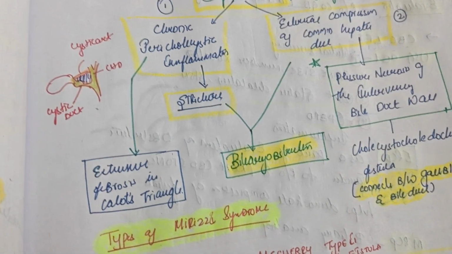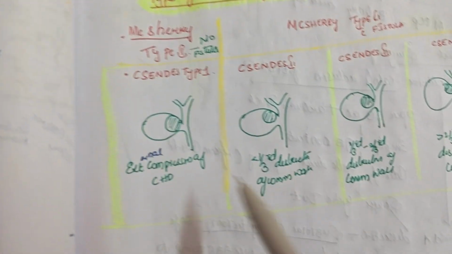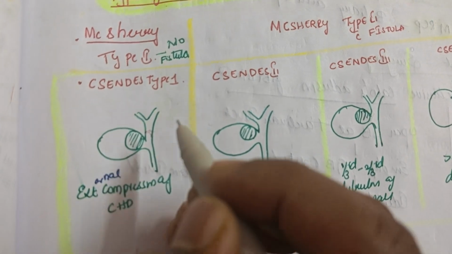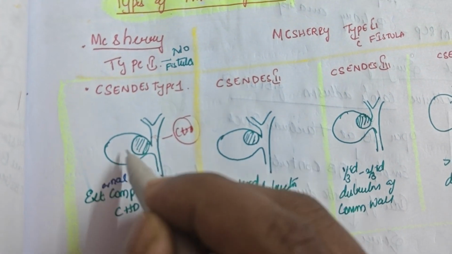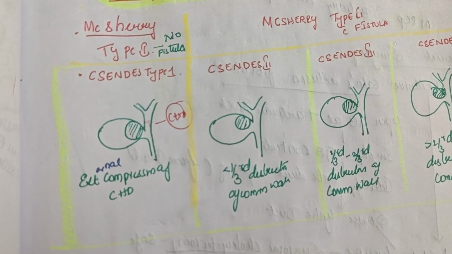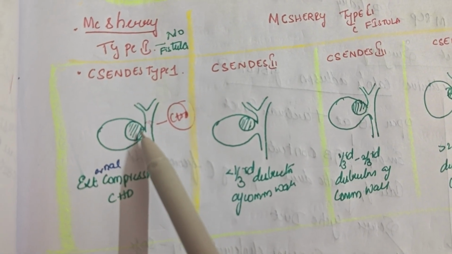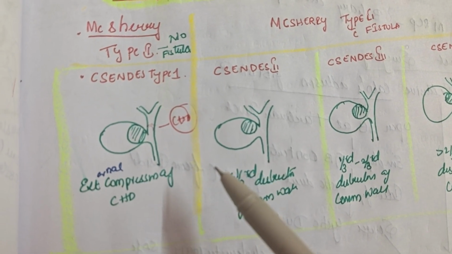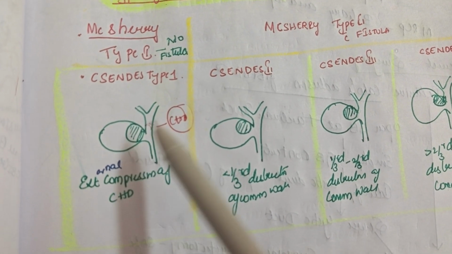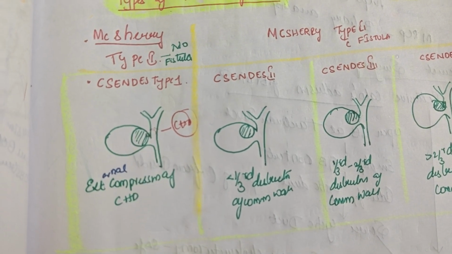The gallstone present in Hartmann's pouch can compress the common hepatic duct. This is the common hepatic duct. Once it compresses the common hepatic duct, remember that there can be a pressure necrosis, because of compression of the bile duct. There can be a pressure necrosis of the bile duct wall. There is compression here, and there is necrosis here.